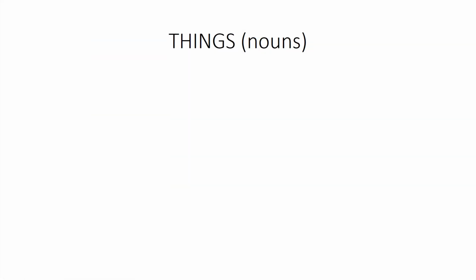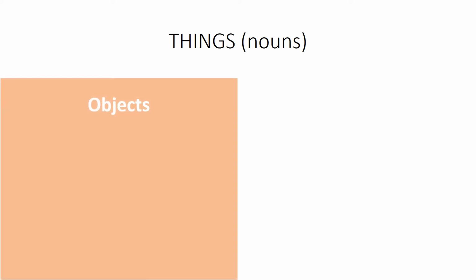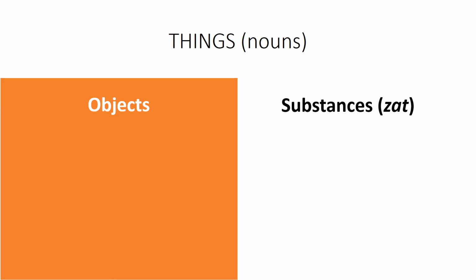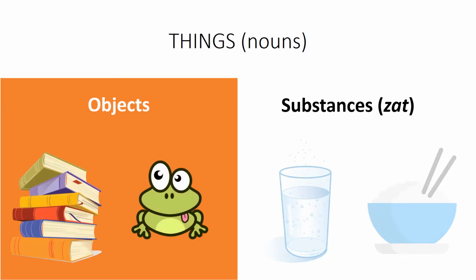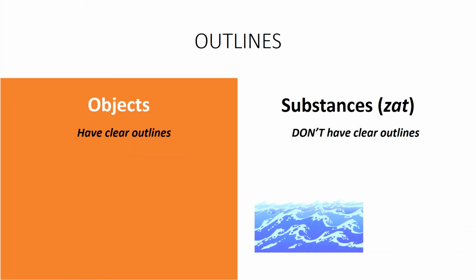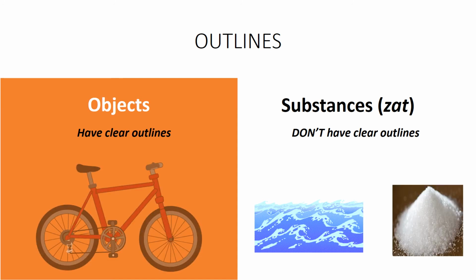We've been taught that English nouns are categorized as countable and uncountable. But how do we decide if a noun is countable? From a cognitive linguistic perspective, countable nouns are objects, whereas uncountable nouns are substances. To decide if an entity is an object, first we need to see if it has clear outlines. If it doesn't, it's a substance.